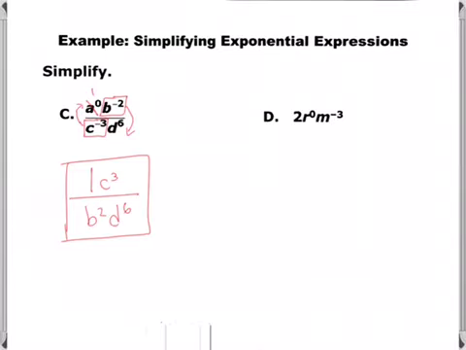In D, we've got 2r to the 0, m to the negative third. The m to the negative third needs to move, so that way it becomes a positive third. And then the r to the 0 becomes 1, so 2 times 1 is 2. And we're left with 2 over m to the third.